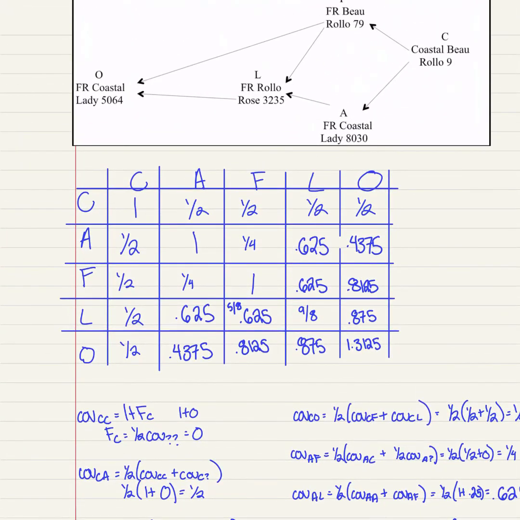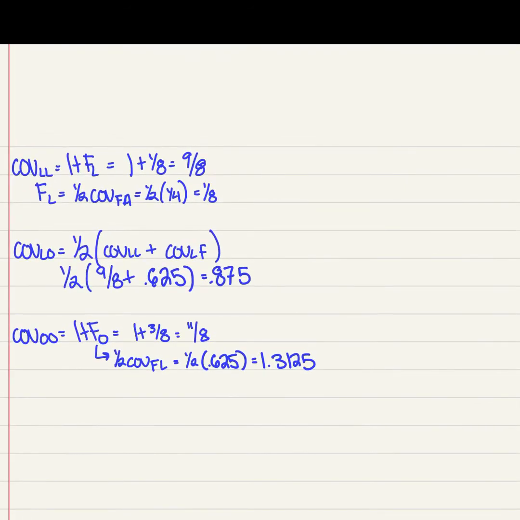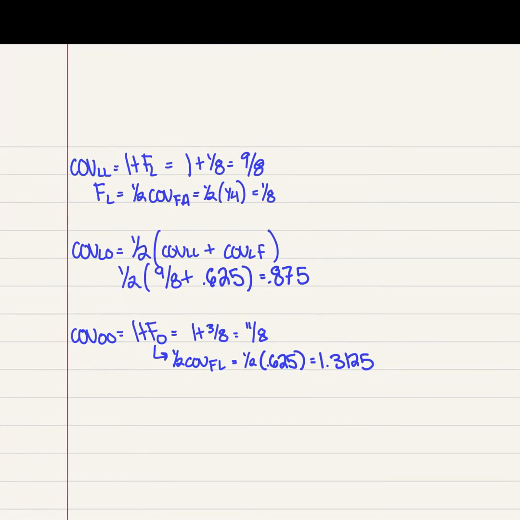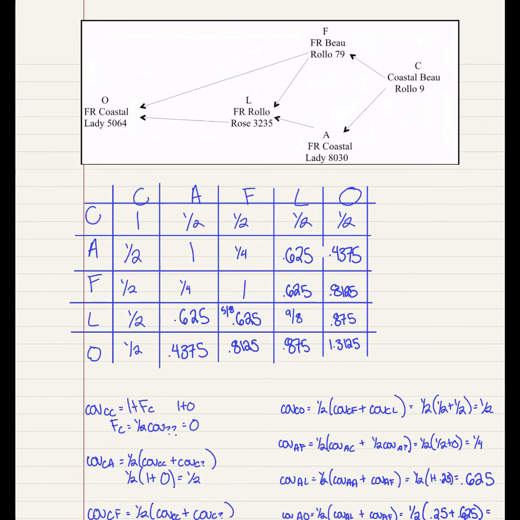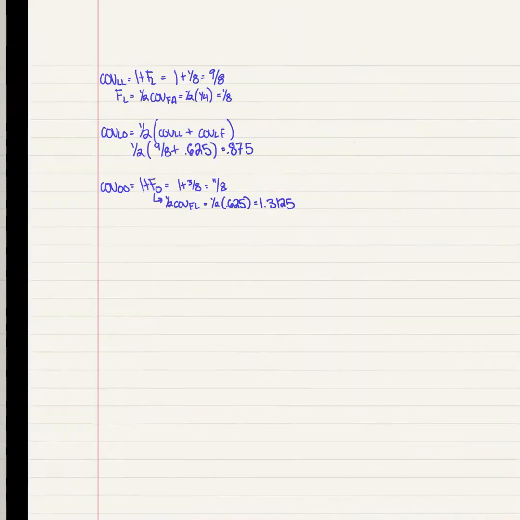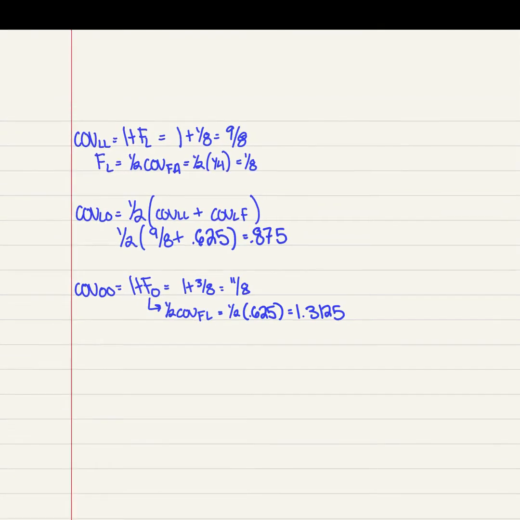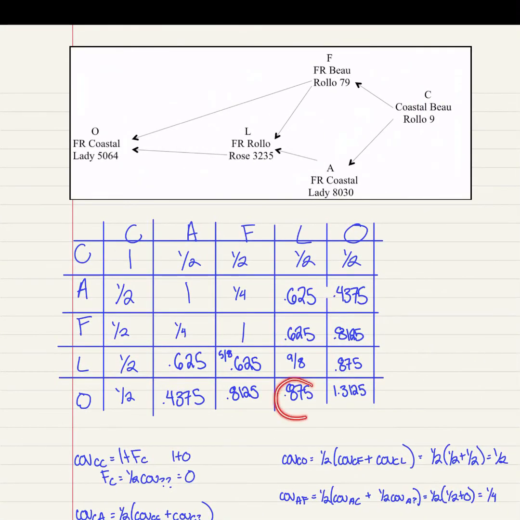And the last one is L and O. O's parents are L and F. So L and O is going to be half the covariance of L with itself plus the covariance of L and F. We just calculated the covariance of L with itself to be 9/8, and if we go back to our chart for L and F, we know that is 0.625, and we multiply the sum by half, so the answer is 0.875, which goes right here.